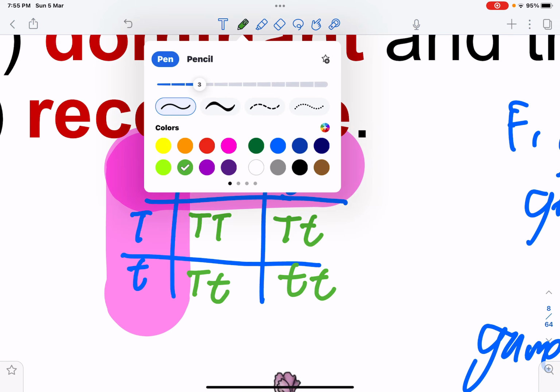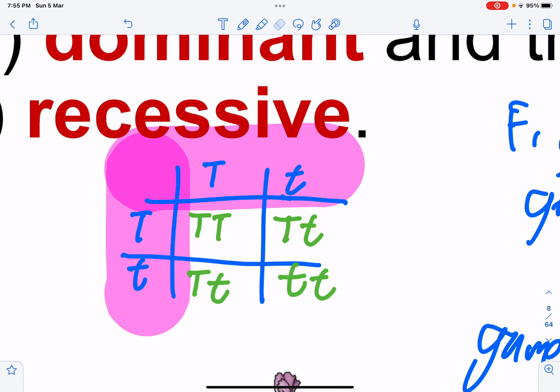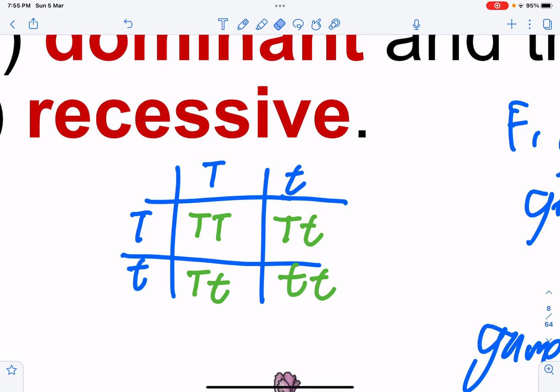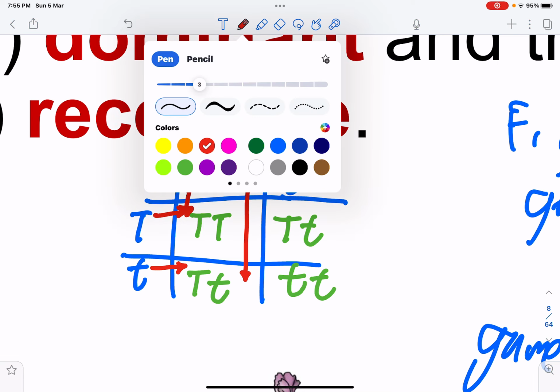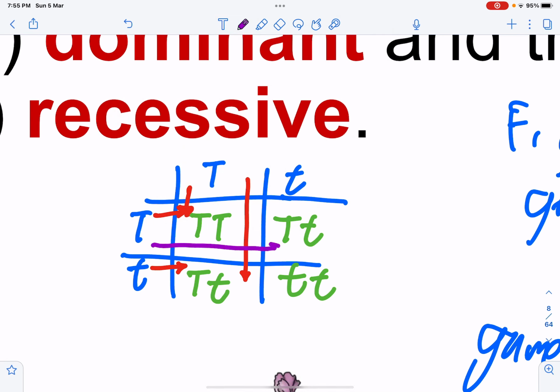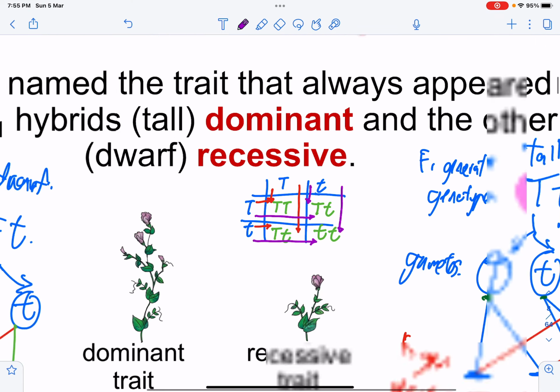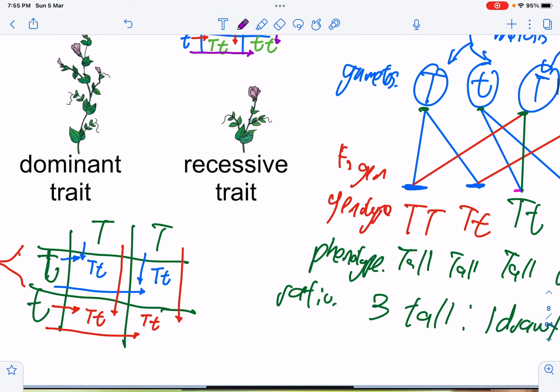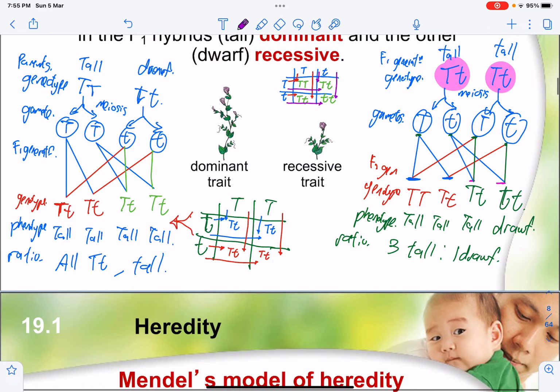How the naming will look like is this way. Big T, big T, big T, small t, big T. Then the other side, big T, small t, small t, small t. Then you will also get the same ratio as the one below. So these are some of the techniques to go about drawing lah.